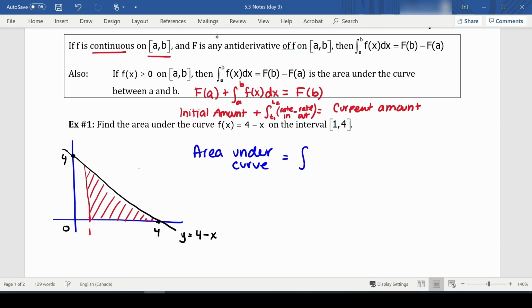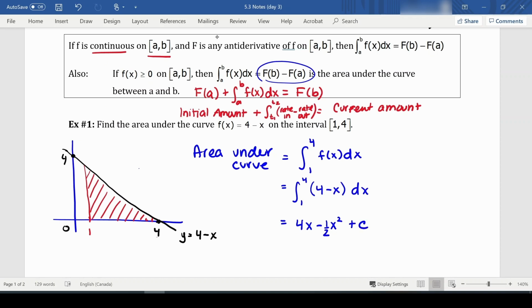is equal to the integral from 1 to 4 of f of x with respect to x. So this would be the integral from 1 to 4 of 4 minus x with respect to x, which we were told is big F of b minus big F of a, big F meaning our antiderivative. My antiderivative of this would be 4x minus x squared over 2, or 1/2 x squared, plus c. And we would be evaluating this from 1 to 4.